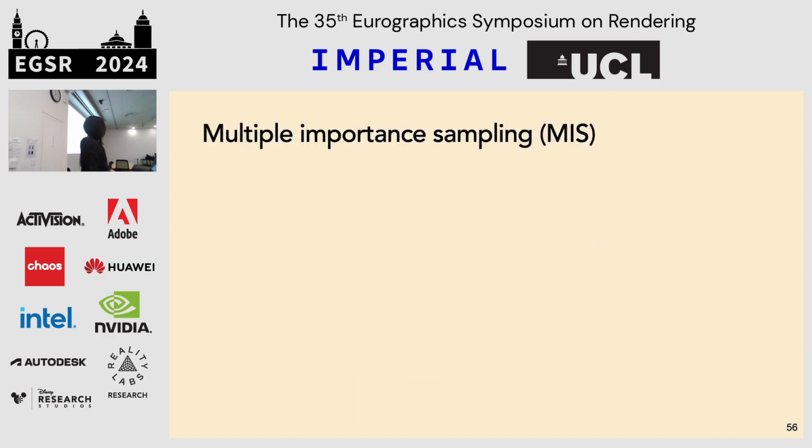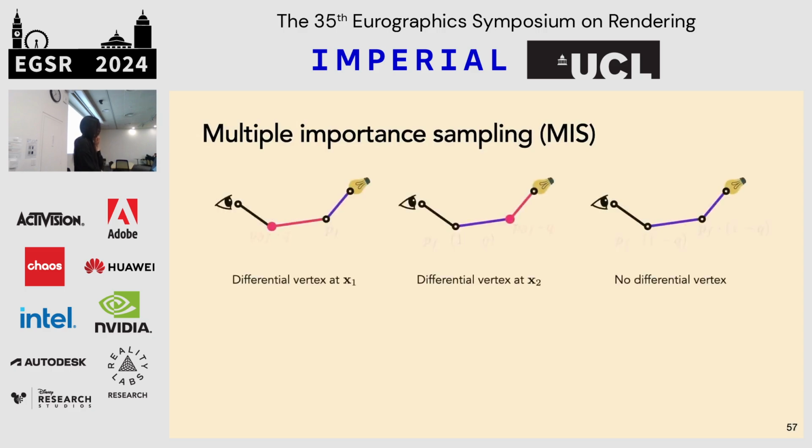So now we have a method of sampling paths from the differential path space, but we can further improve by incorporating multiple importance sampling, which is a standard variance reduction technique used in rendering. So once we have sampled a path with a differential vertex, we can obtain several other ways of sampling this path by changing the location of the differential vertex along the path. So in this example, either the first or second intermediate vertex can be the differential one, and it is also possible that we end up with no differential vertex on the path.